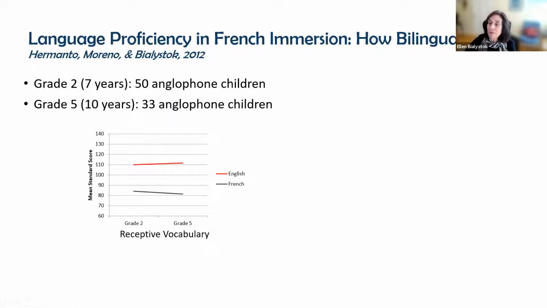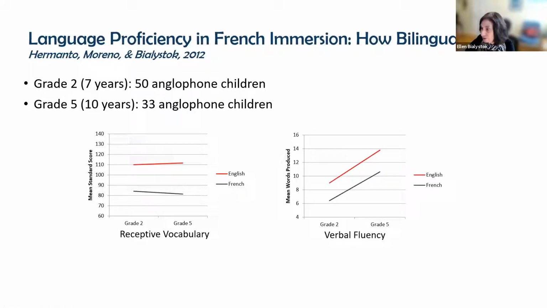And what about verbal fluency? So these are the tests that I showed you. And I just collapsed across semantic fluency and phonological fluency. Now here you see that from grade 2 and grade 5, the lines go up. That's because these aren't standard scores, these are raw scores. So we expect the 10-year-olds to come up with more words. But again, they're doing substantially better in English, which I've drawn in red, than they are in French. Okay? So their French is okay, but it's not as good as their English.